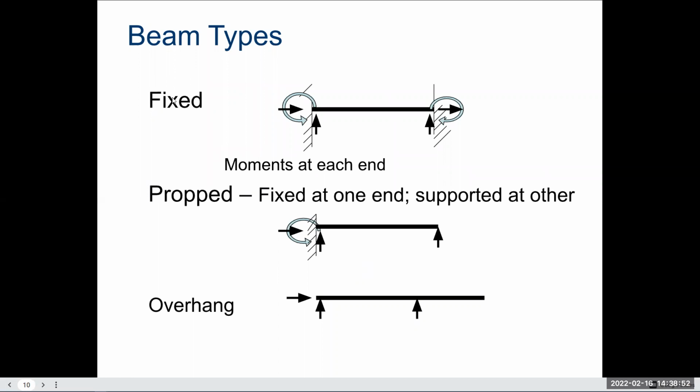All right, you can also have a fixed beam altogether. That'd be fixed at both sides, hence there'll be moments at each end. We'll also have a propped beam, so it'd be fixed on one side and just supported with a roller on that side, and an overhang, where the roller is somewhere else along the beam rather than at its end.